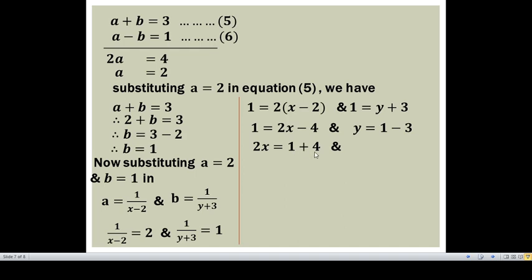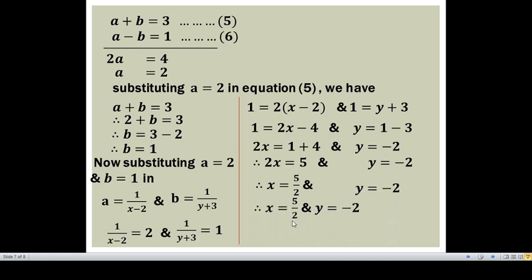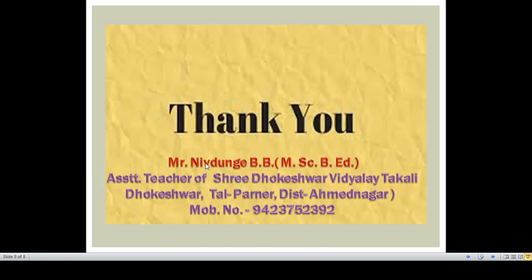So 2x is equal to 1 plus 4 by taking transposition of minus 4 to the other side. We have 2x is equal to 1 plus 4 and y is equal to minus 2. So 2x is equal to 5 and y is equal to minus 2. Therefore x is equal to 5 upon 2 and y is equal to minus 2. So x is equal to 5 upon 2 and y is equal to minus 2 is the solution of the given equations. In this way we can solve equations which are not linear equations by reducing them into linear equations.